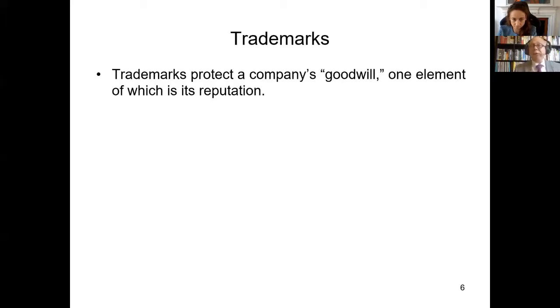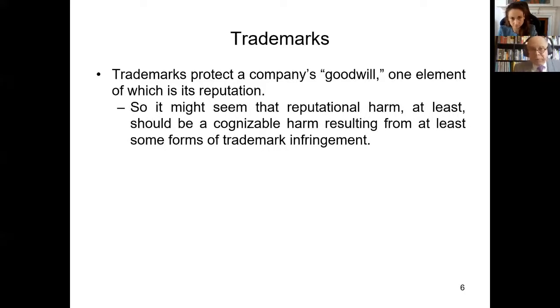So if a trademark is intended to protect a company's goodwill, then it would seem to be fairly straightforward that reputational harm to the company's goodwill should be a cognizable harm for at least some types of trademark infringement. And I go through some examples in the paper. Not every instance in which someone infringes a trademark necessarily jeopardizes the trademark owner's goodwill, its reputation, but at least some of them do. And so when that is the case, it would seem natural to think that that sort of injury would be a cognizable harm.